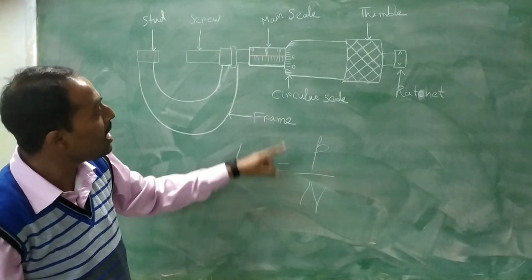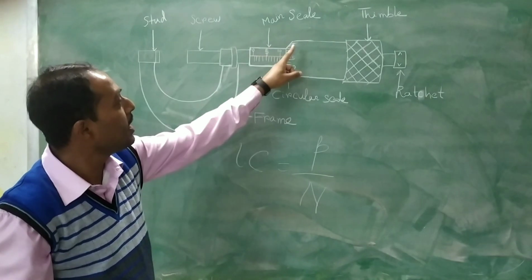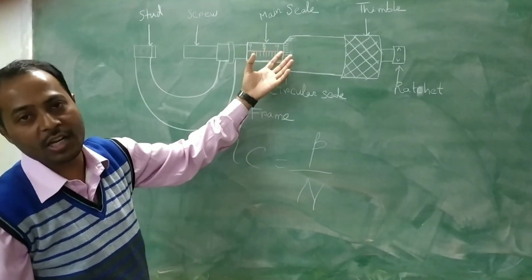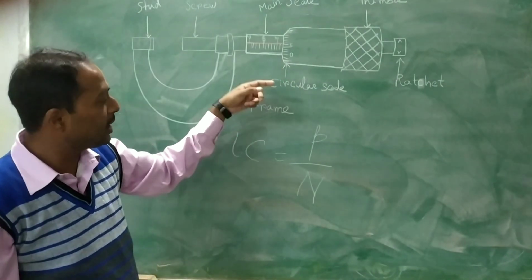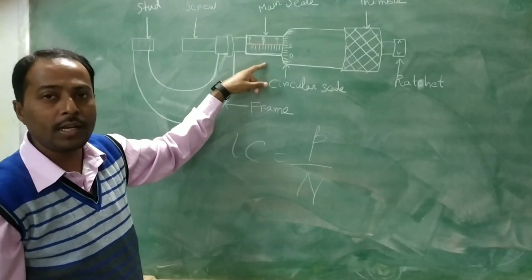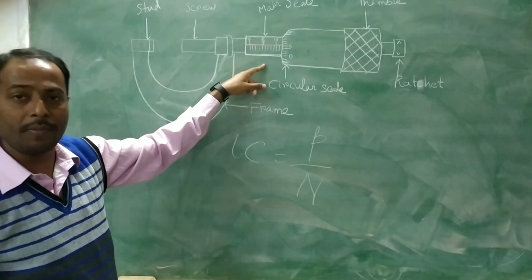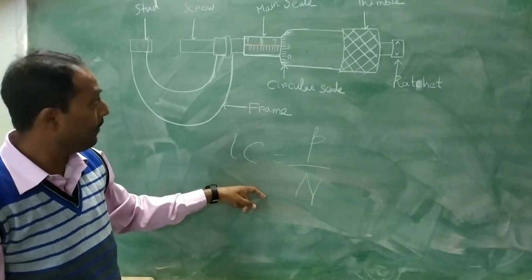And the number of scale divisions is already visible. It may be 100 divisions or it may be 50 divisions. So you have to check, before starting your experiment, the number of divisions in the circular scale. Either it may be 50 or it may be 100.